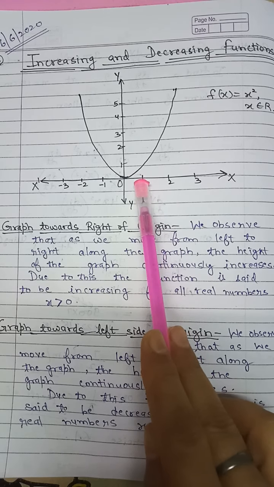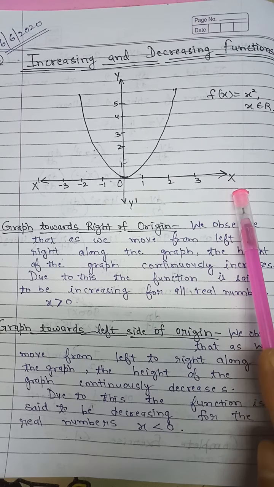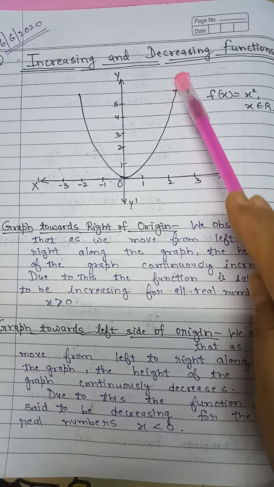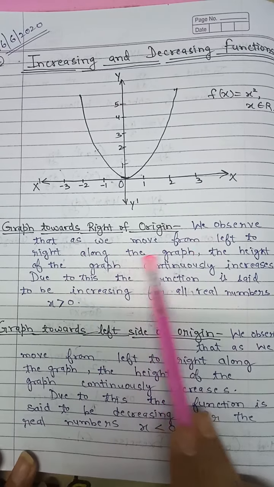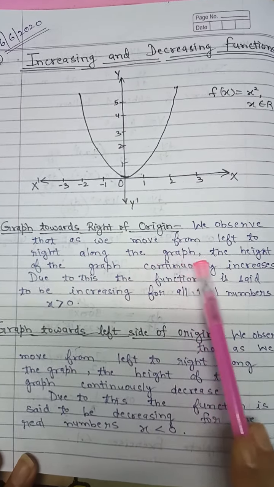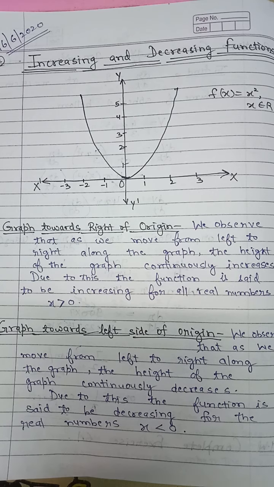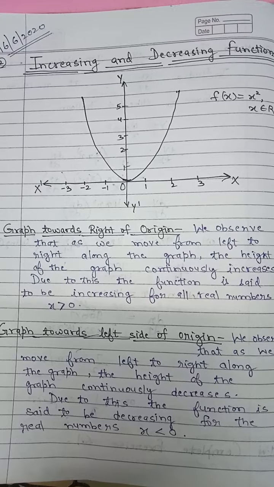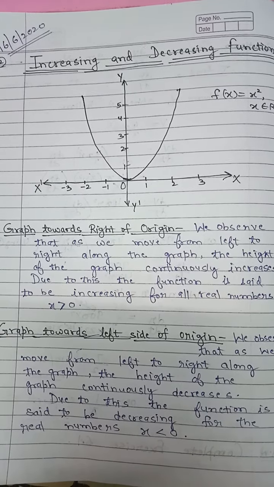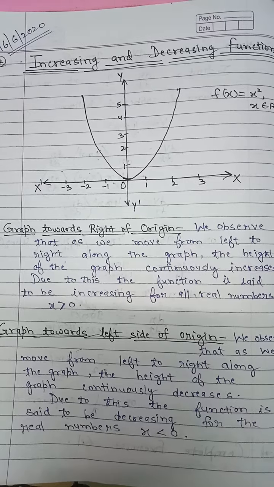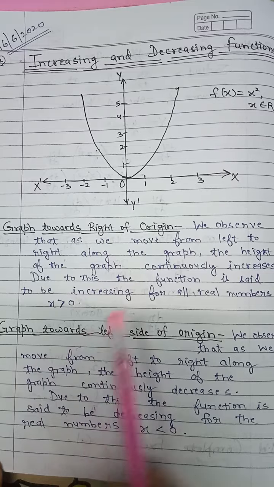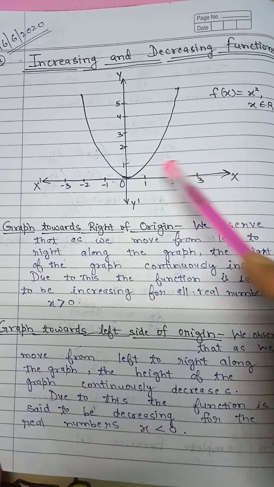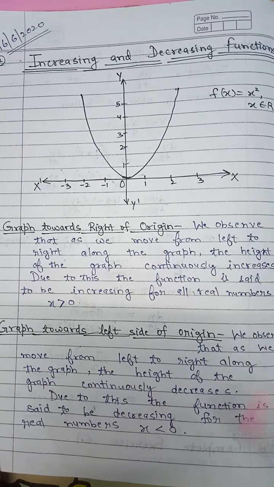On this side you can see as the value of x is increasing, the value of f(x) is also increasing. We observe that as we move from left to right along the graph, the height of the graph continuously increases. Due to this, the function is said to be increasing for all real numbers x greater than 0. You can see x is increasing and y is also increasing.